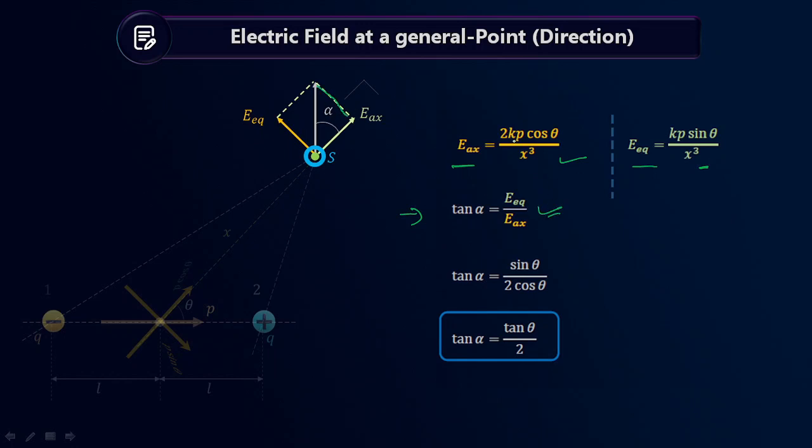So put the value, Kp by x cube will get cancelled. So sin theta by 2 cos theta, and sin theta by cos theta is nothing but tan theta. So we can say that the net direction of electric field will be given by tan alpha, so alpha is tan inverse of tan theta by 2 from the line joining the point to the midpoint of the dipole, right? Clear?